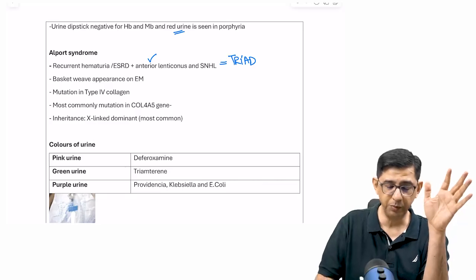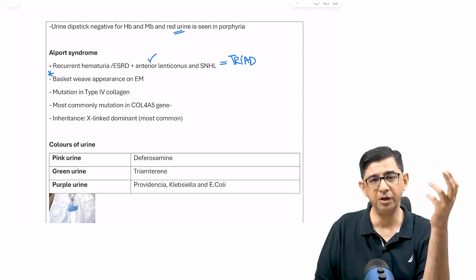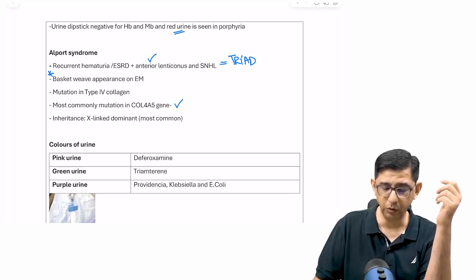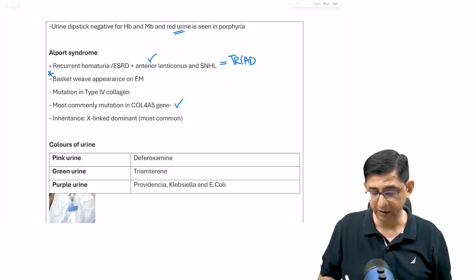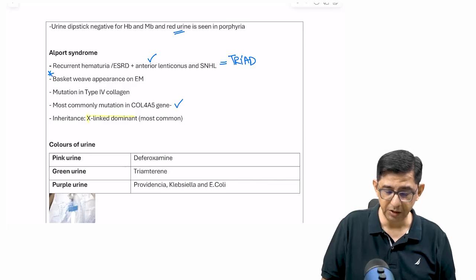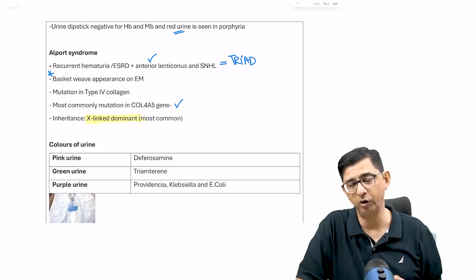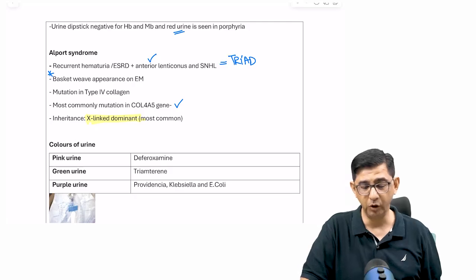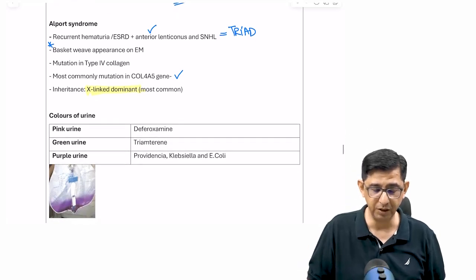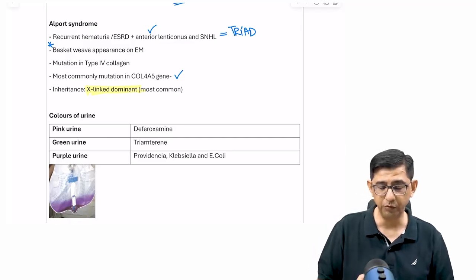The electron microscopy finding is called basket weave pattern. We can do a PCR in this study for this particular gene called COL4A5 gene. As for the pattern of inheritance, this disease can have any pattern of inheritance. It can be X-linked dominant, X-linked recessive, autosomal recessive. It can follow any pattern of inheritance, guys, but the commonest pattern of inheritance seen with this condition is X-linked dominant.